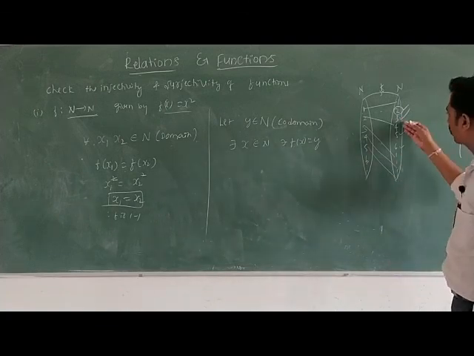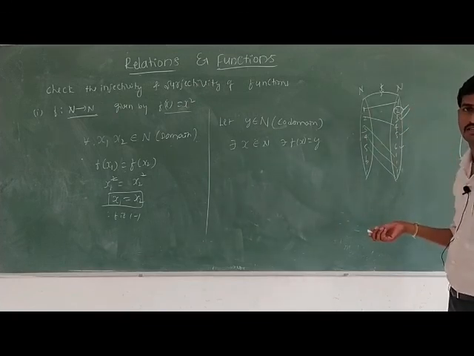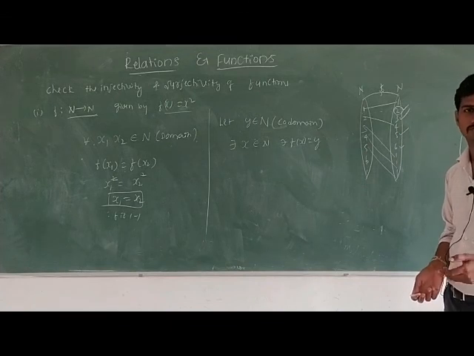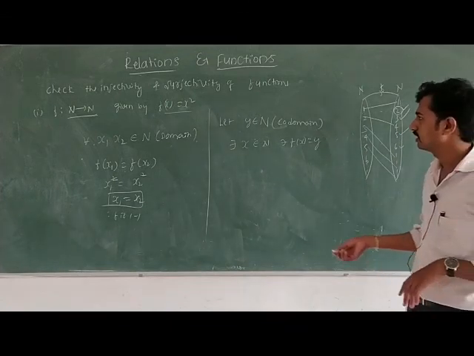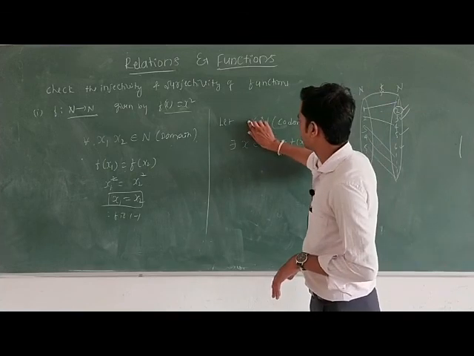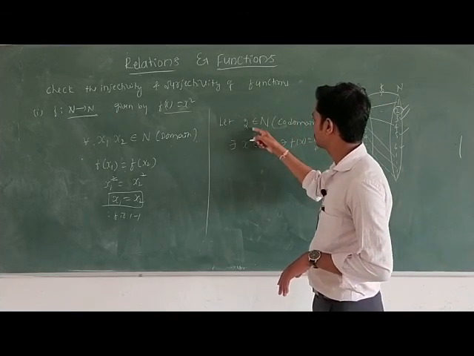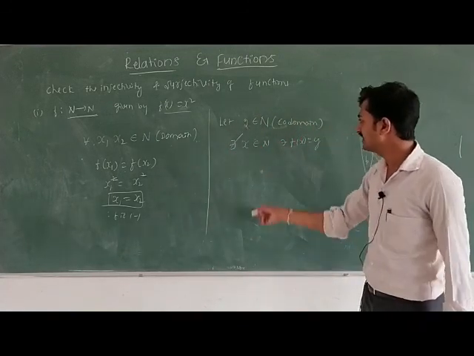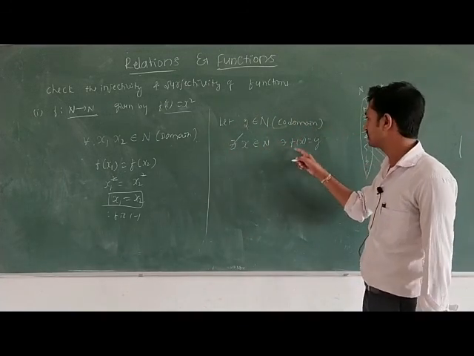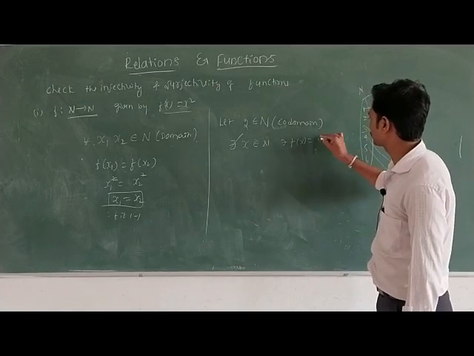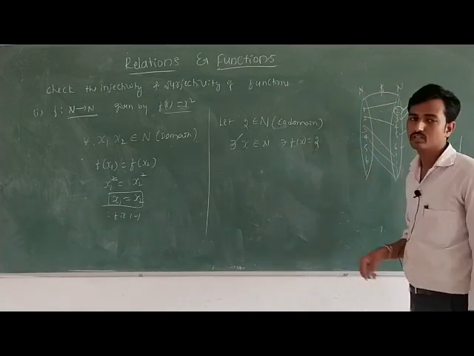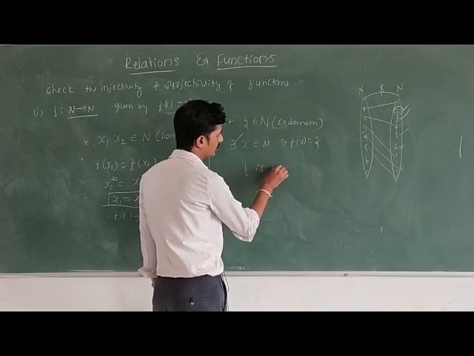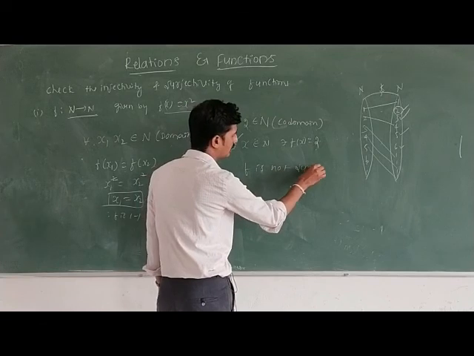So automatically codomain is not equal to its range. So hence we can say that this function f is not onto or not surjective. Do you understand? So that's why you may write here, let in the place of y you may take 2 which belongs to natural number N, codomain. Then there does not exist any x which belongs to N such that f of x is equal to 2. So hence we can say this function f is not surjective or not onto function.